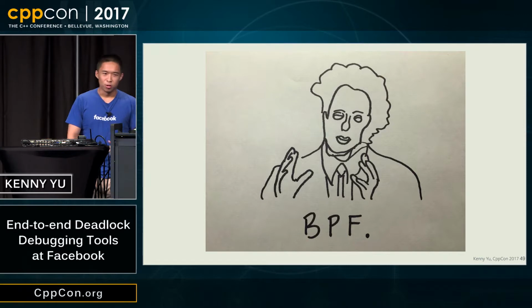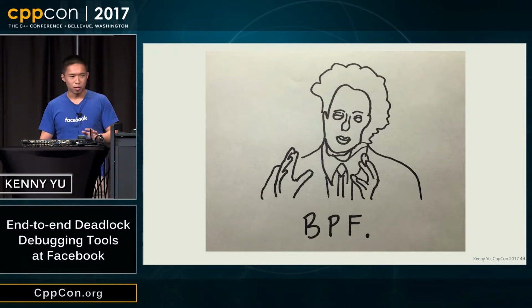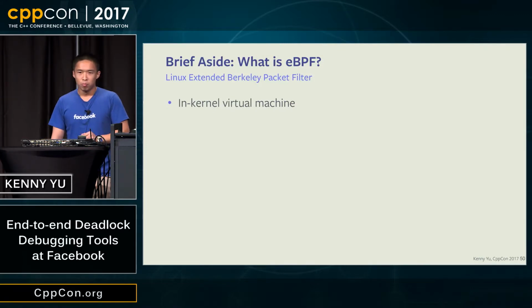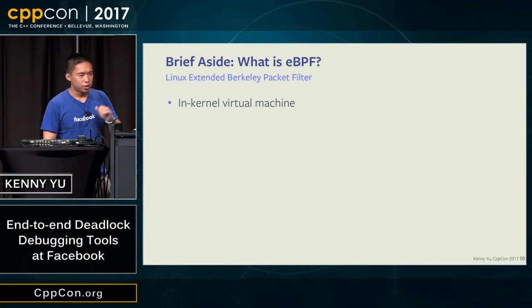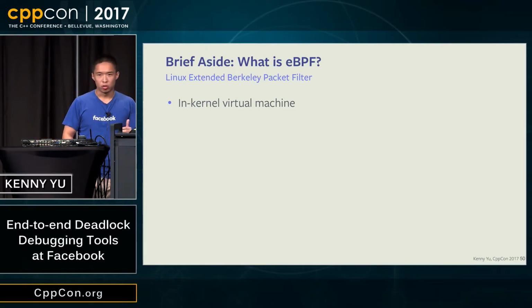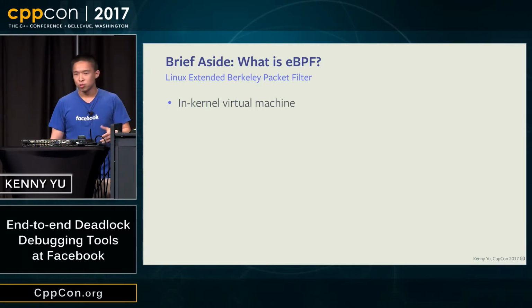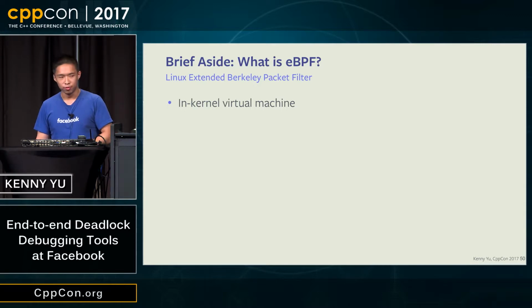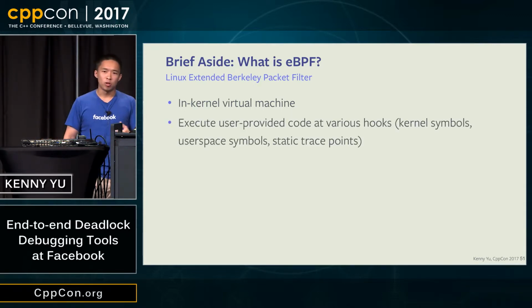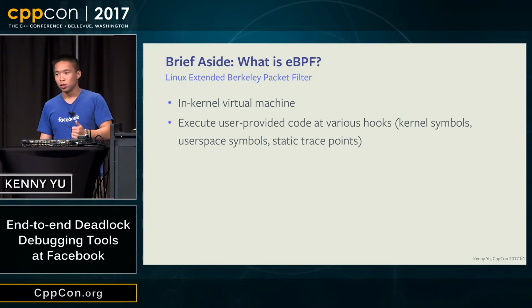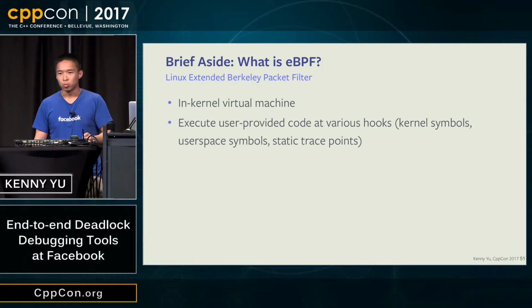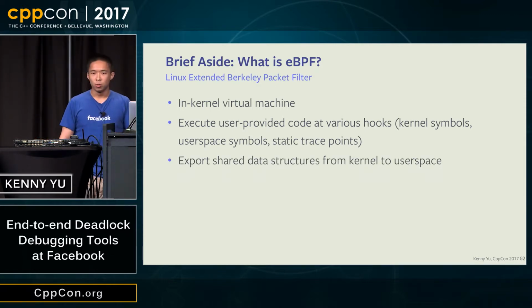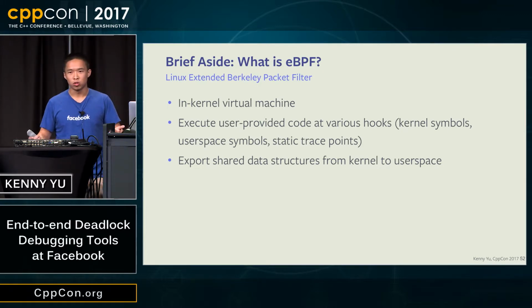So how does it work? To understand how the tool works, I need to explain to you briefly about how BPF works. BPF, or eBPF, stands for Extended Berkeley Packet Filter. Originally, BPF was developed for finer grained control over networking, like controlling packets. But now it's become a full-fledged virtual machine-like thing inside the Linux kernel. The user can provide arbitrary code to execute at various hooks inside the kernel in a safe and efficient manner. So these hooks include any kernel space symbol, any user space symbol, like pthread mutex lock, and other types of trace points. And within our custom code, we can compute calculations and export these data structures back to user space.